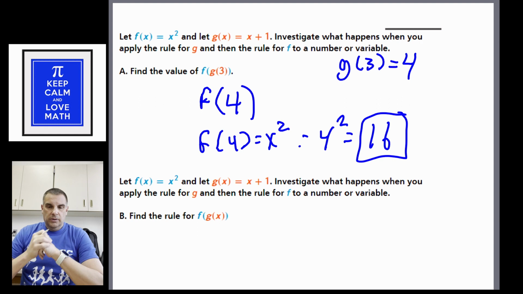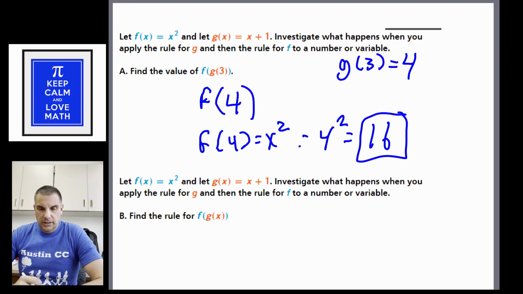The next one that we're looking at says let f of x equal x squared and let g of x equal x plus 1. Same thing, but now we're going to see what happens if we just find f of g of x. We don't know the x value, but that's okay. We know what g of x is equal to, so we're just going to substitute g of x in there.